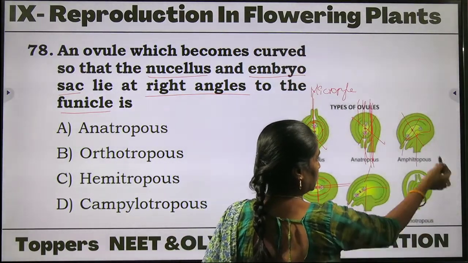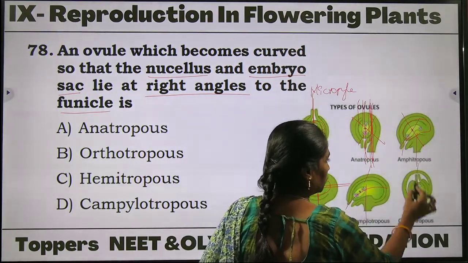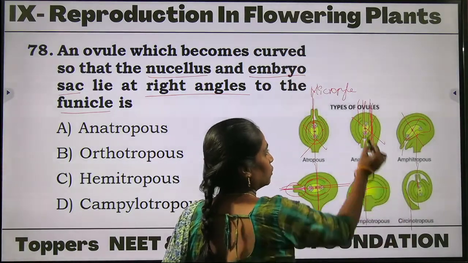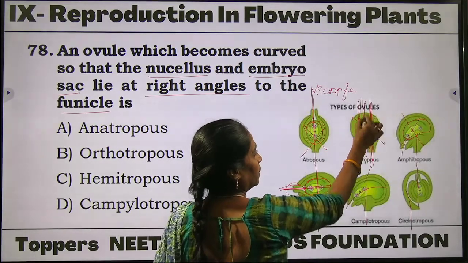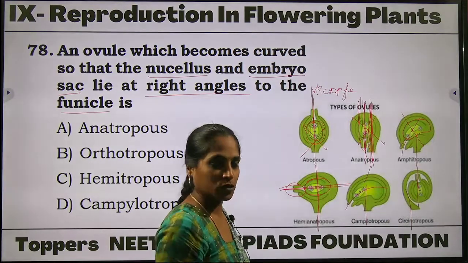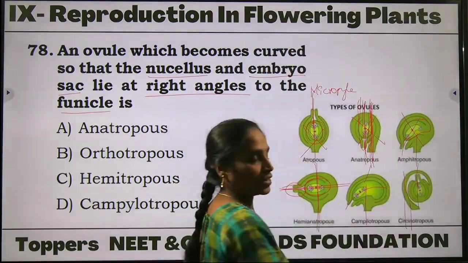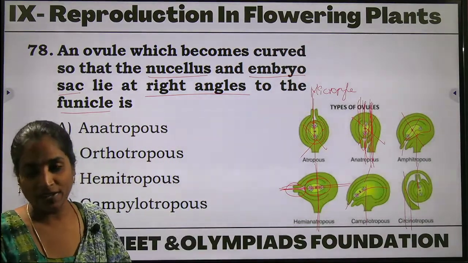Circinotropous is exactly opposite. Funicle, micropyle and nucellus: this is left hand side. Okay, side by side but left hand side. Here also side by side but right hand side. Funicle is right side and nucellus with the micropyle is at the left hand side. Coming to the circinotropous ovule, we can observe the funicle on the left hand side. On the right hand side we can observe the inverted region, the micropyle and the nucellus.